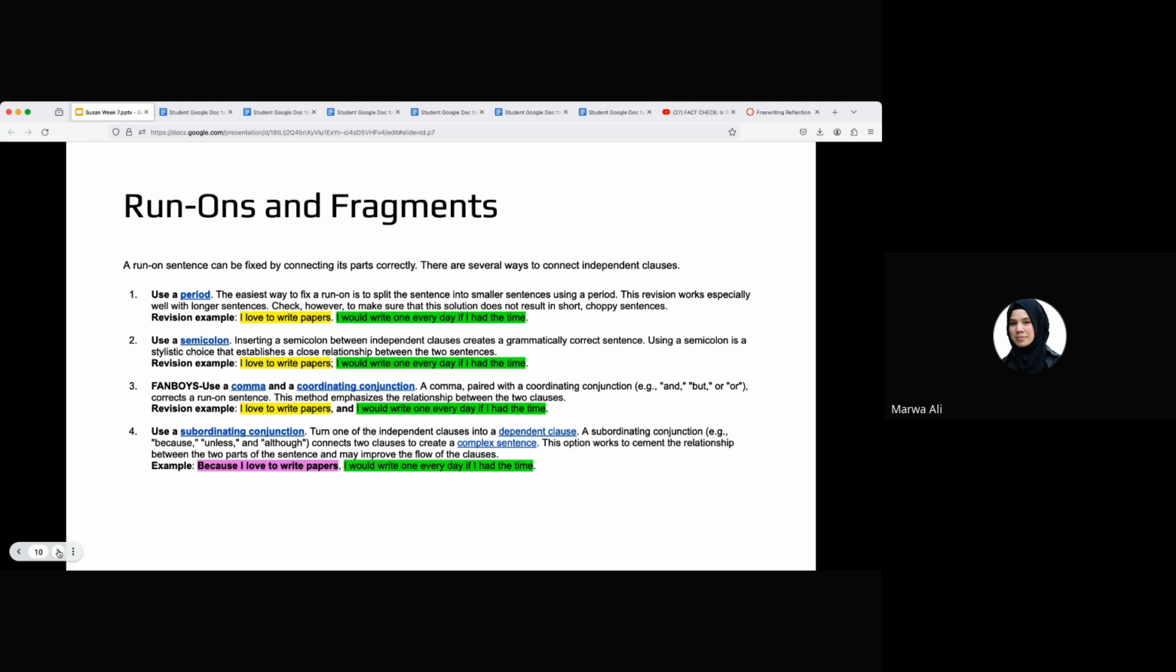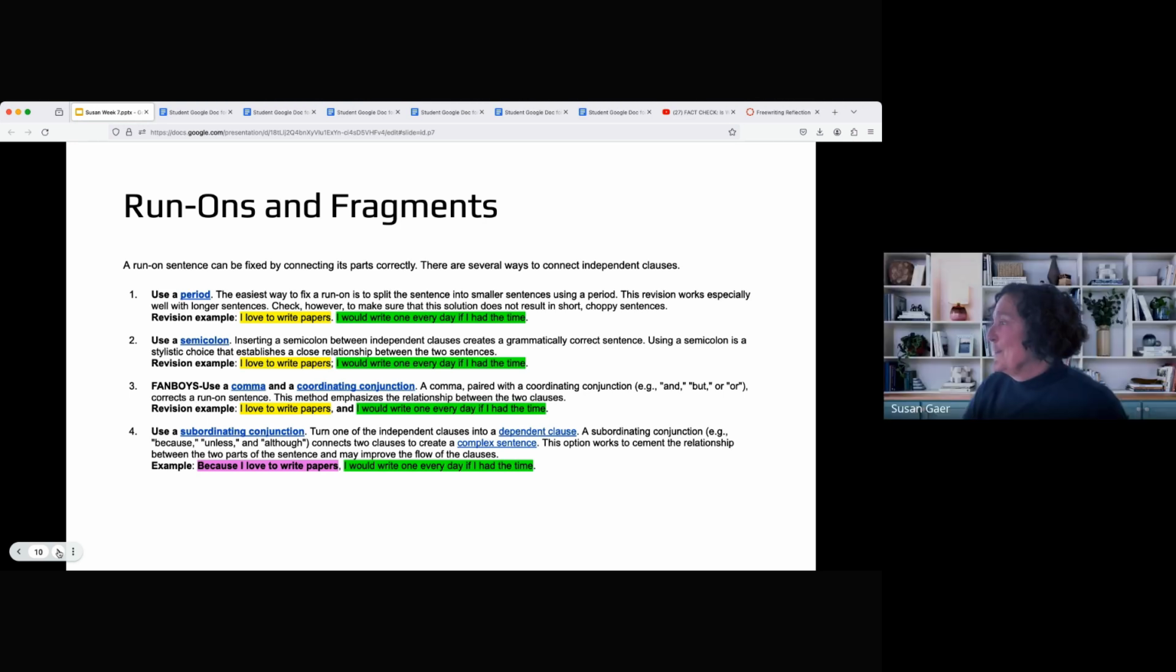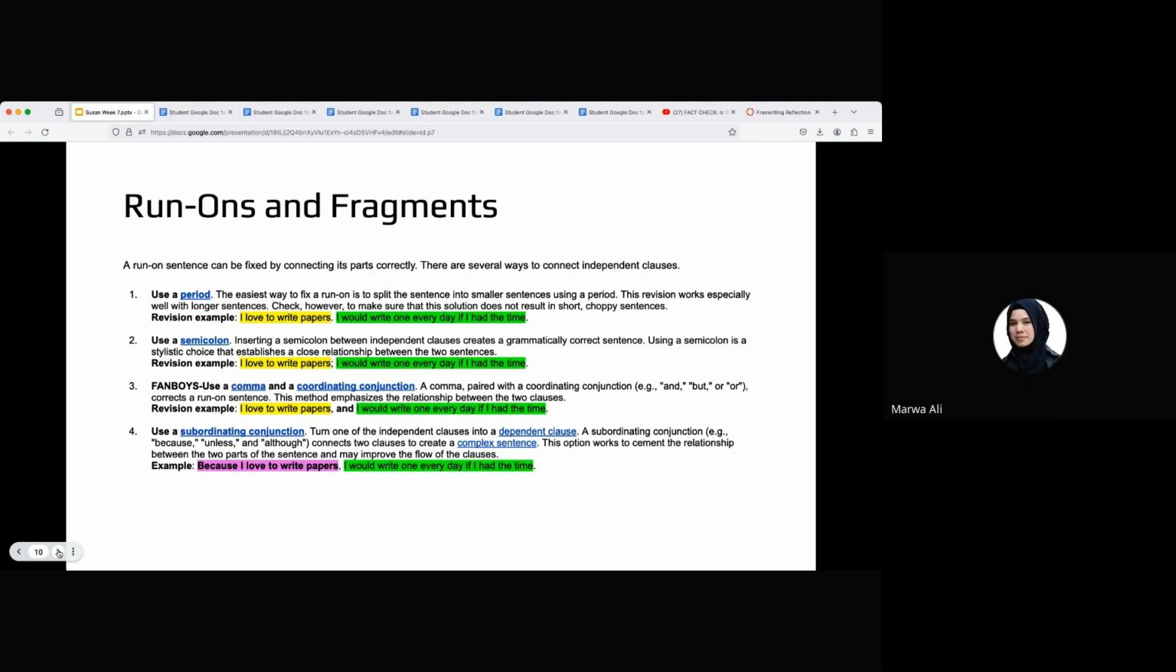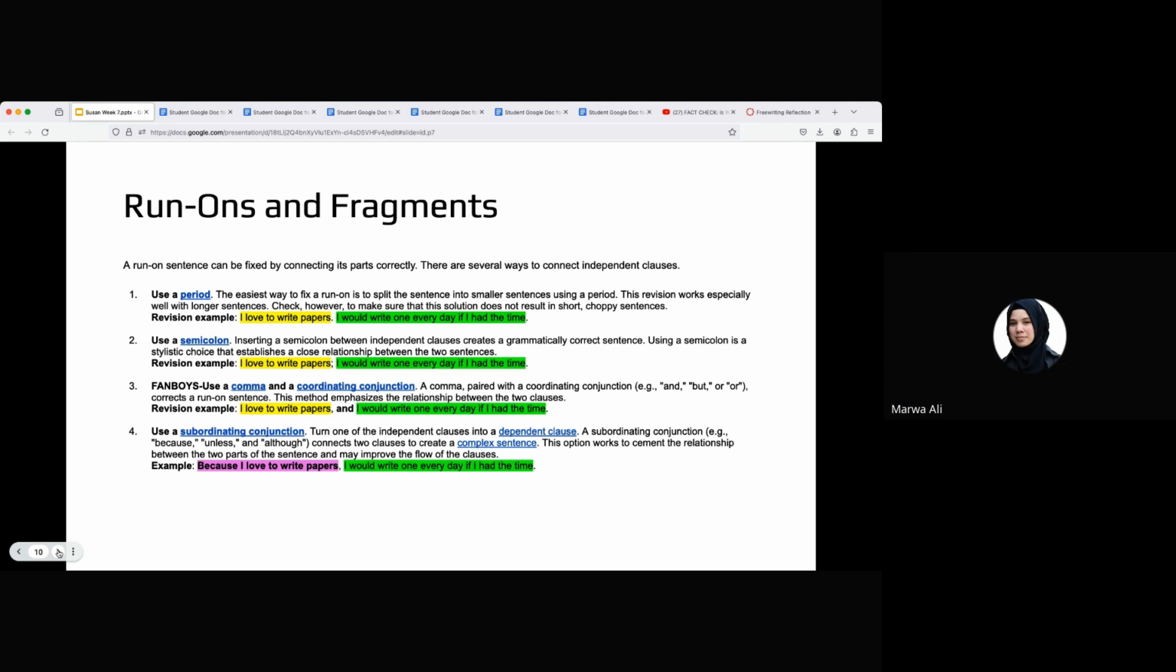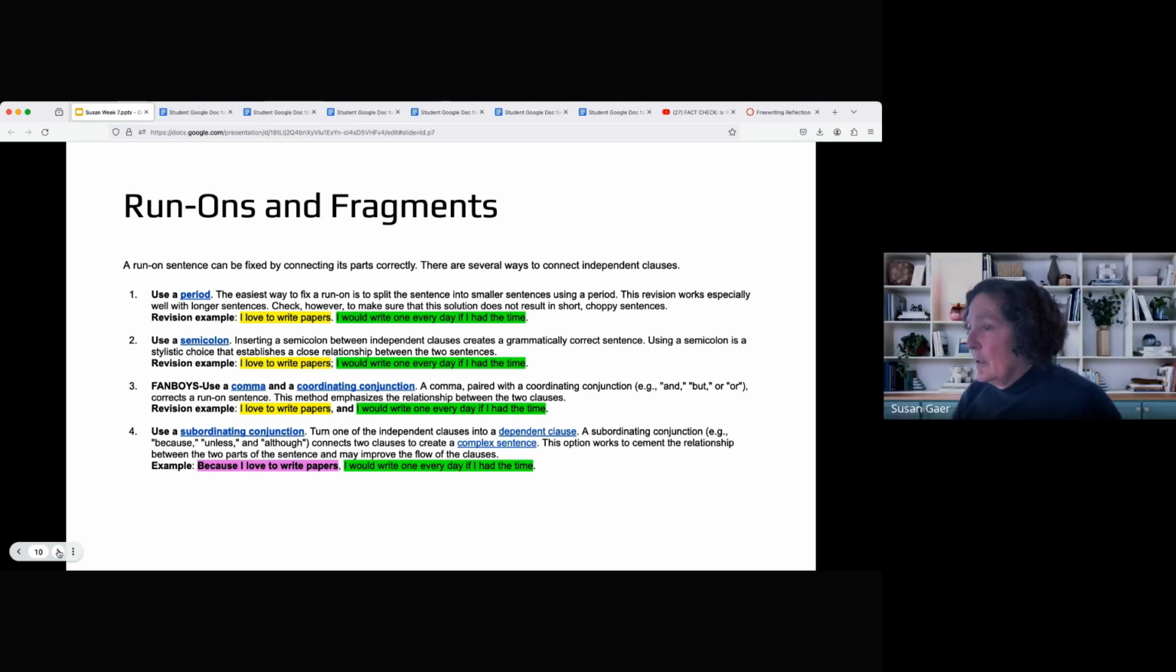Run-on sentences can be fixed by connecting their parts correctly. There are several ways to connect independent clauses. First, use a period. The easiest way to fix a run-on is to split the sentence into smaller sentences using a period. This revision works especially well with longer sentences. However, check to make sure that this solution does not result in short, choppy sentences. Revision example: I love to write papers. I would write one every day if I had the time.